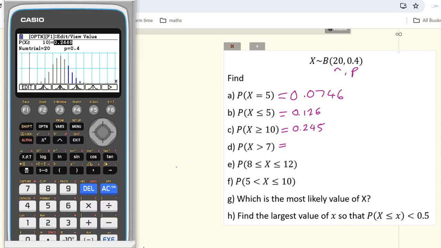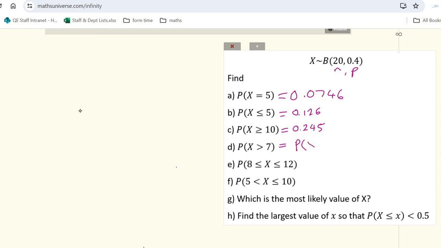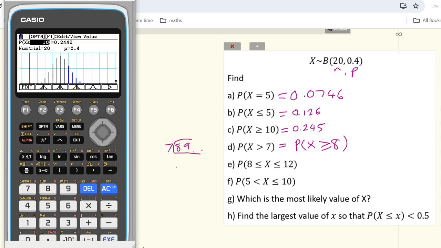Now my next one says greater than 7, but if you look at the buttons at the bottom, none of them have greater than on its own. They only have greater than or equal signs. So we have to think a little bit. Greater than 7 is the same as the probability that X is 8, 9, etc. So it means greater than or equal to 8. On the calculator, you keep the greater than or equal to and you type in 8, and it gives us our probability, 0.584.